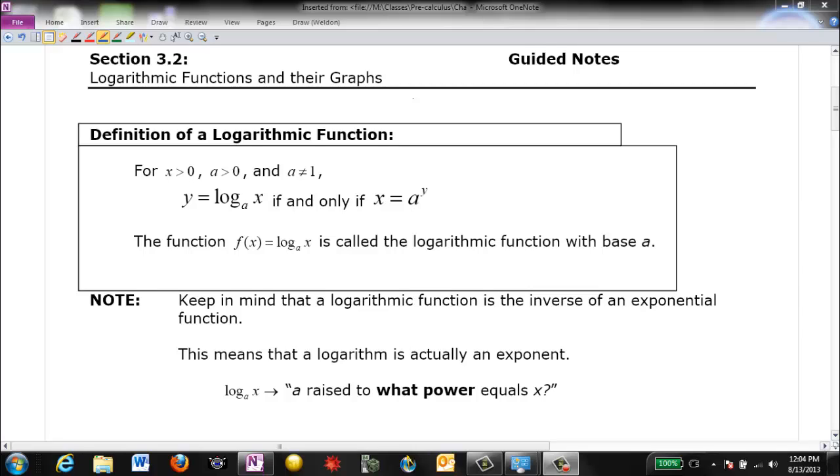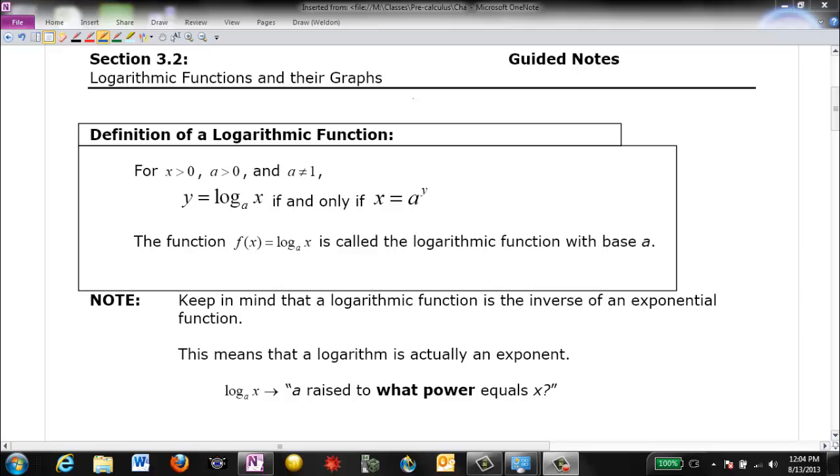All right, welcome to section 3.2. Today we're going to be talking about logarithmic functions and their graphs. Our main goals in this lesson are to understand what a logarithm is and understand that it is the inverse of an exponential function. Okay, so I'm going to demonstrate to you that it is an inverse. I'm also going to show you what a logarithm is.